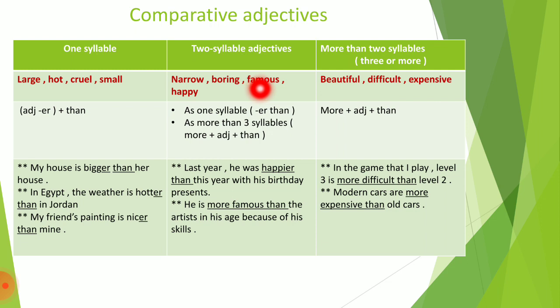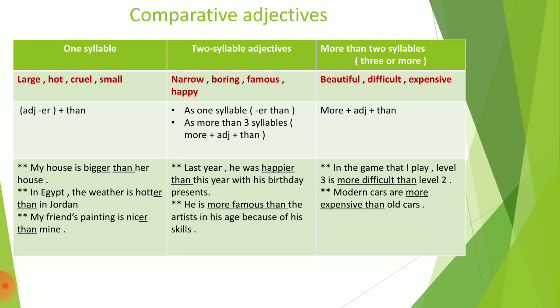طيب عندي famous. famous كمان هي two syllable adjective، لكن راح أعملها على إنها long adjective، يعني راح أعملها كأنه it has three or more syllables. So we will say he is more famous. ما رح نحكي famouser، ما رح نستخدم er، رح أستخدم more. بالتالي he is more famous than the artist in his age because of his skills.